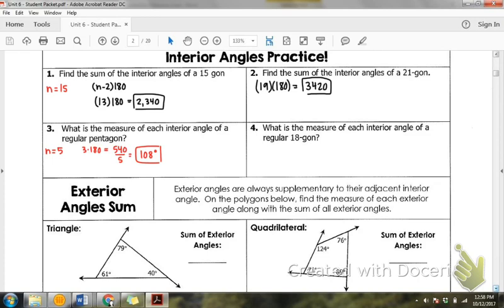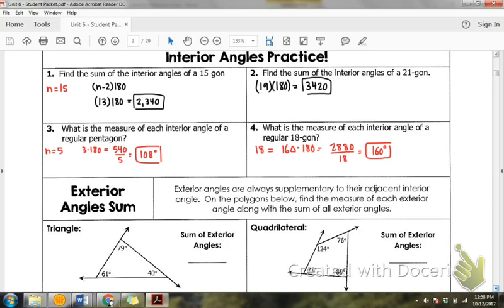Okay? Do we have to put the little degree bubble? You don't have to, but it's good practice. I forgot to on the previous 2. All right, try number 4. See if you can do number 4 on your own. Go ahead and pause the video and try number 4. So we get 160 degrees for each angle. Okay, any questions about this so far?